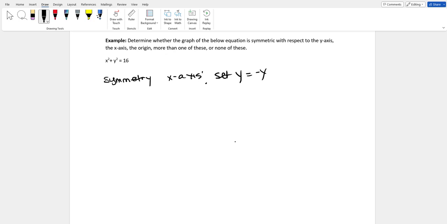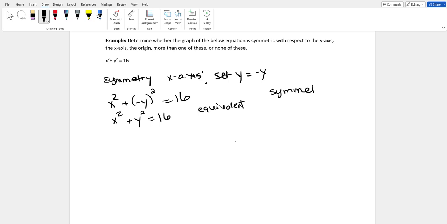Now let's talk about symmetry about the y-axis. Like I said, we're going to set x equal to negative x. Whenever I see an x, I'm going to plug in negative x. And we know negative x squared is a positive x squared. And when I simplify it, I get the same equation as the original equation. So that means we have symmetry about the y-axis.